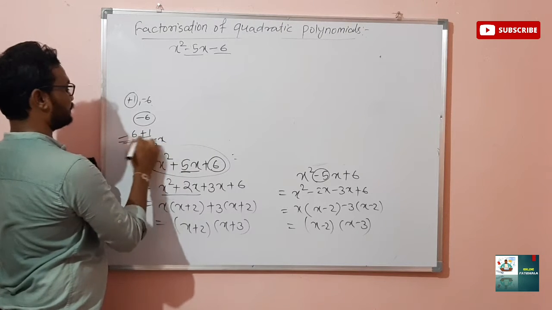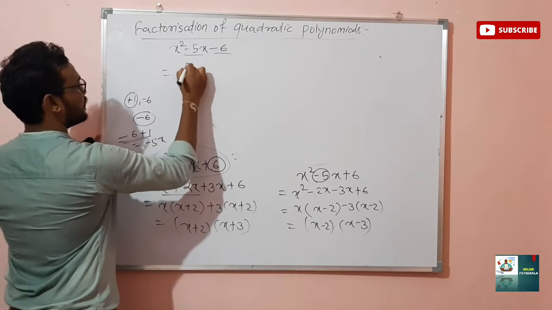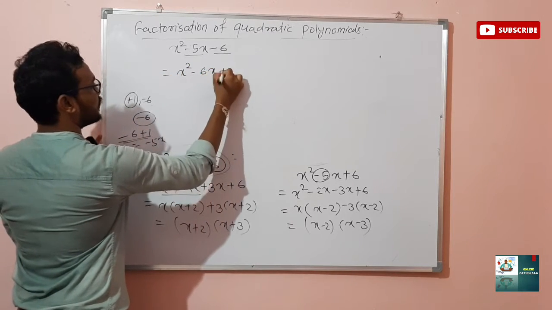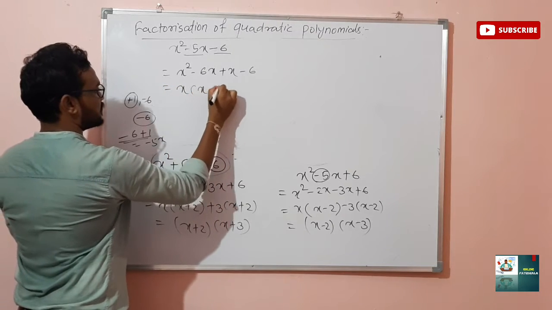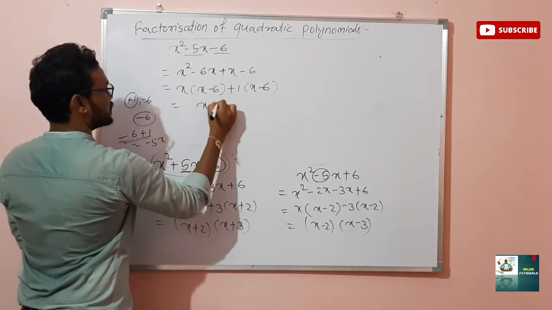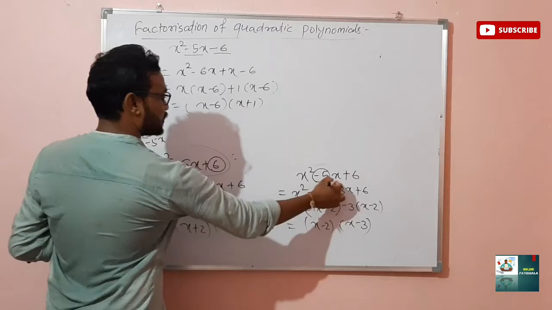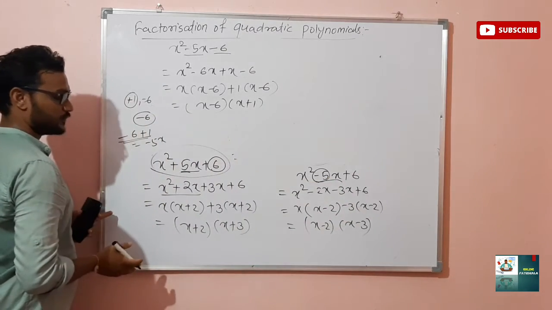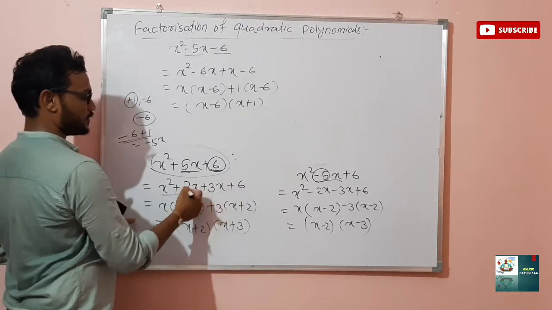Now we have got the numbers minus 6 and 1. So x square minus 6x plus x minus 6. This is x into (x minus 6) plus 1 into (x minus 6). Now x minus 6 is common in both terms, and this is x plus 1. So as per the sign, you have to choose the numbers. It is not necessary that the factors of 6 are always 2 and 3.